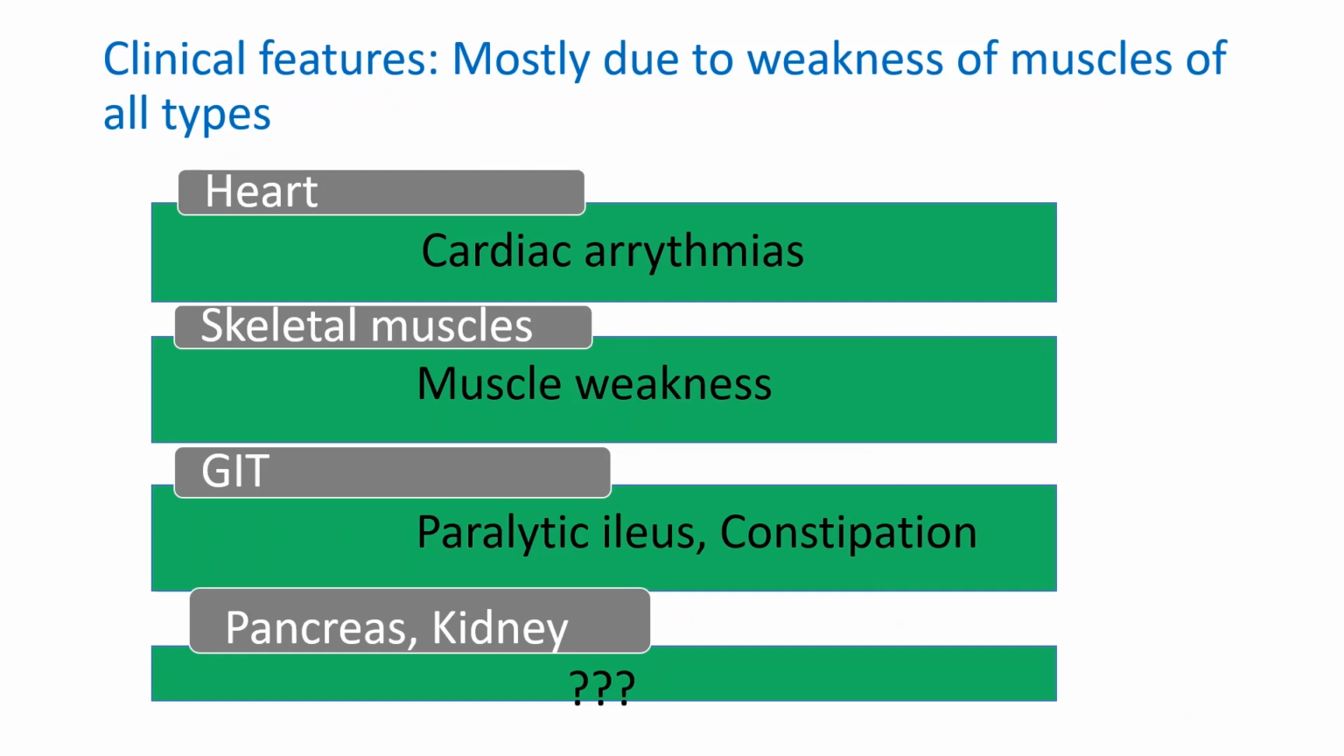Now, what are the clinical features of hypokalemia? So, because of its involvement in muscular coordination, most symptoms of hypokalemia are muscle related. Muscles involved in cardiac contractility, muscles of respiration, and muscles involved in bowel movements are all affected by hypokalemia. In the heart, it causes a reduced cardiac contractility and cardiac arrhythmias. In skeletal muscles generally, it causes muscle weakness. In the GIT, it can cause paralytic ileus and constipation.